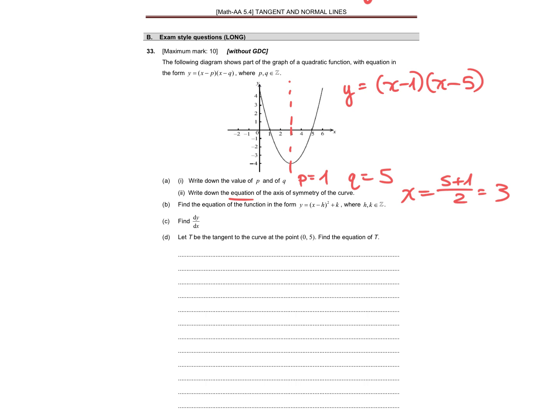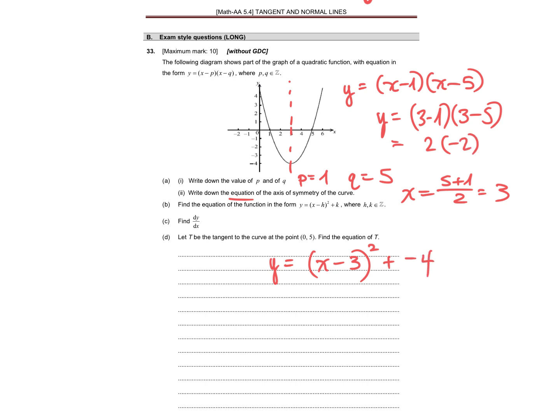You can do it multiple ways, but we're going to have y equals (x minus the axis of symmetry) squared plus, we just need to find the y that corresponds with x equals 3. 3 minus 5, so that's 2 times negative 2, negative 4. So that goes here. That's the vertex right there, (3, negative 4).